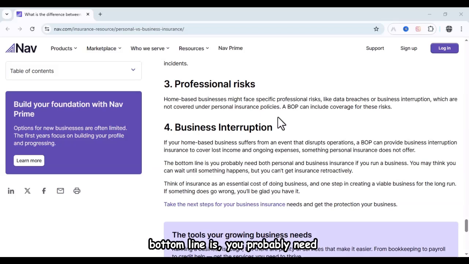So the bottom line is you probably need both personal and business insurance. If you run a business, you may think you can wait until something happens, but you can't get insurance retroactively. Think of insurance as an essential cost of doing business and one step in creating a viable business for the long run. If something does go wrong, you will be glad you have it. Take the next step for your business insurance needs and get the protection your business deserves.